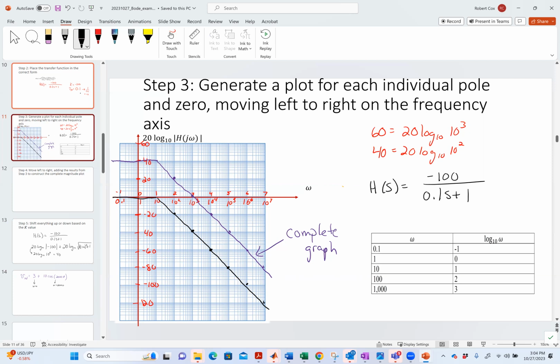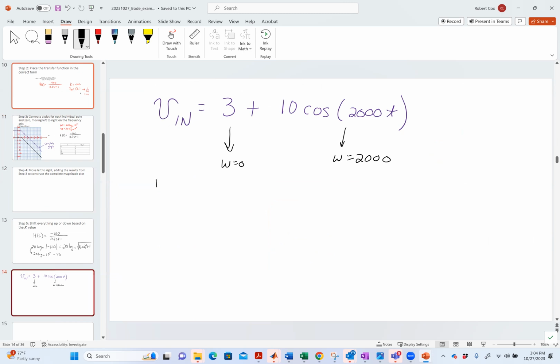All right, so what's the value of the magnitude of H at that point? At omega equal to 0, what's the magnitude of H according to this? 40 dB. So according to this, the magnitude of H of j0 is 40 dB. I have to be careful: on the log scale, 20 log of the magnitude is 40 dB.